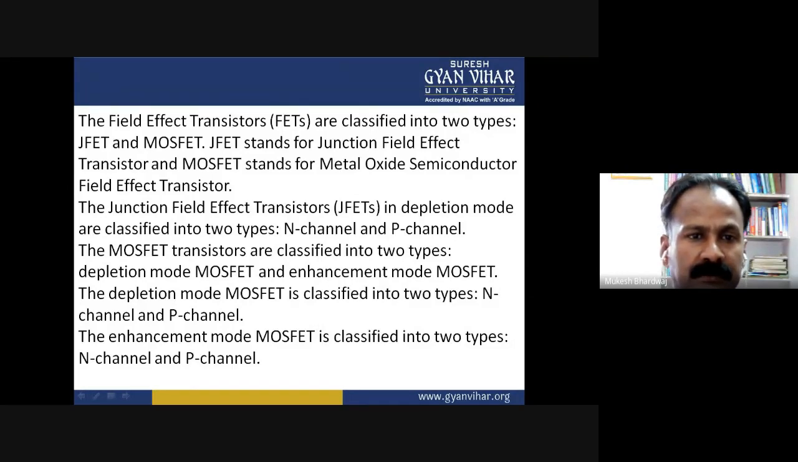The junction field effect transistors, JFETs, in depletion mode are classified into two types: N channel and P channel. The MOSFET transistors are classified into two types: depletion mode MOSFET and enhancement mode MOSFET. The depletion mode MOSFET is classified into two types: N channel and P channel. The enhancement mode MOSFET is classified into two types: N channel and P channel.